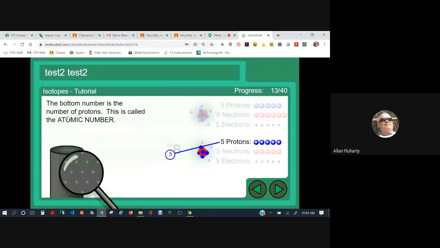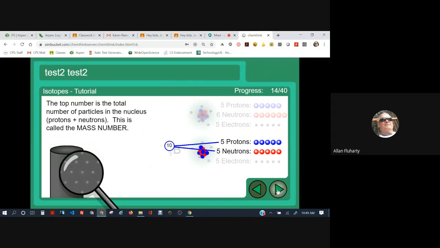The bottom number is the number of protons. This is called the atomic number. And in this case, it's 5 for boron. If it's not 5, it is not boron. It's something else. The top is the number of protons plus neutrons. This is called the mass number. We have other names for it: the atomic mass, the atomic weight. You know, over the years, there's various names for the top left number. But the modern name we generally use is mass number.